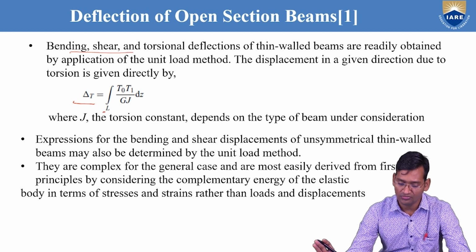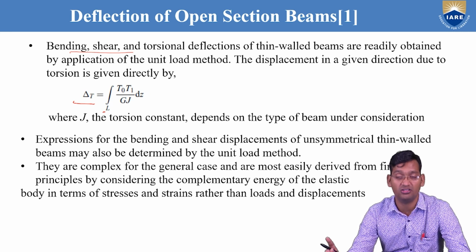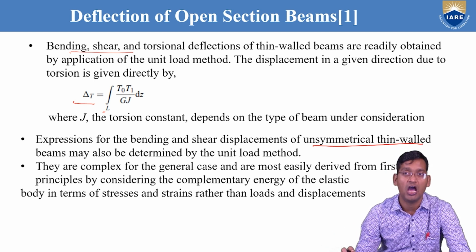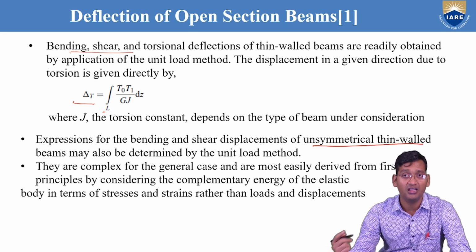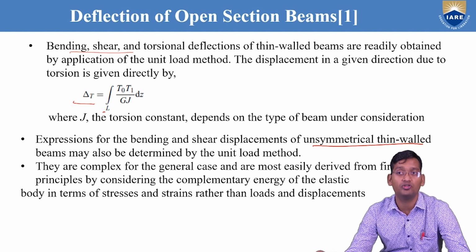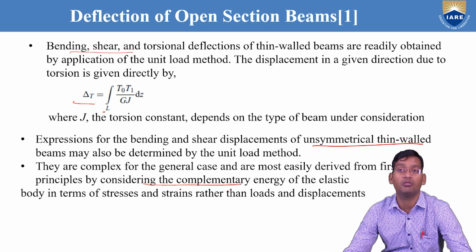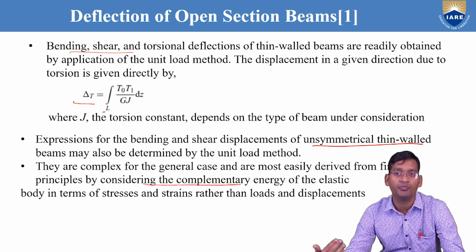Expressions for the bending and shear displacement of unsymmetrical thin wall beams may also be determined by the unit load method. So even for symmetrical or unsymmetrical beams, we can determine it by the unit load method. They are complex for the general case and are most easily derived from first principles by considering the complementary energy. We had seen the complementary energy method earlier, and wherever the problem is complex, we can solve it by the complementary energy method.